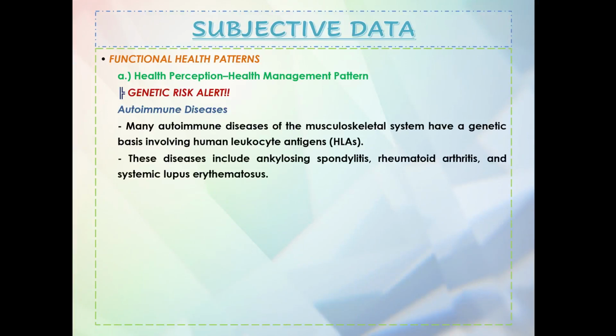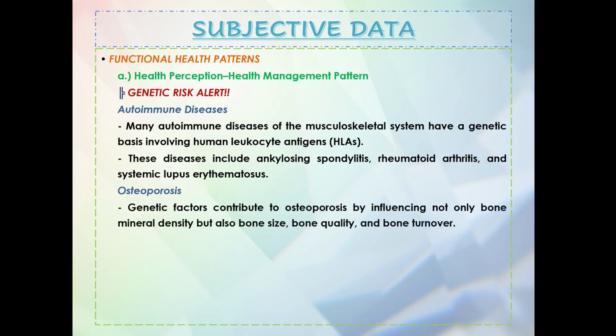So many autoimmune diseases of the musculoskeletal system have a genetic basis involving human leukocyte antigens. So ito yung mga autoimmune diseases na to, examples are ankylosing spondylitis, rheumatoid arthritis, and SLE. Okay, so yan nga, namamana yung mga sakit na yan. Another is osteoporosis. So genetic factors, malaking role din yan para ikaw ay makapag-develop ng osteoporosis later in life.